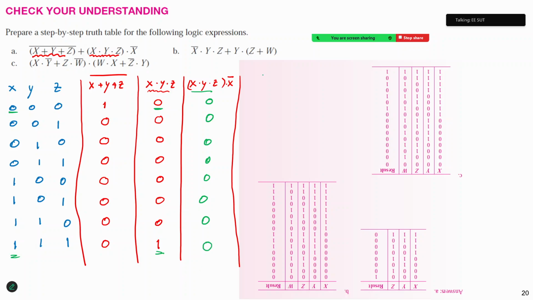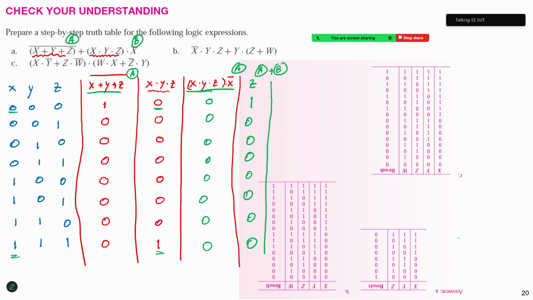So finally, the output is, this is A and this is B, so the output is A plus B. The final output is this term or this term, 1 or 0. We get 1, and then 0, 0, 0, 0, 0, 0. The remaining are all 0.